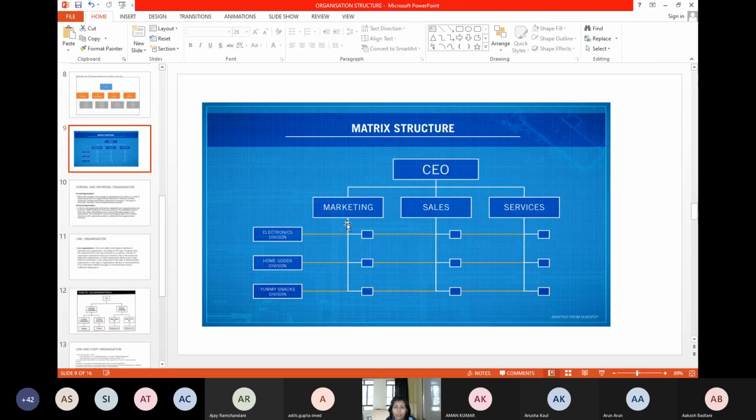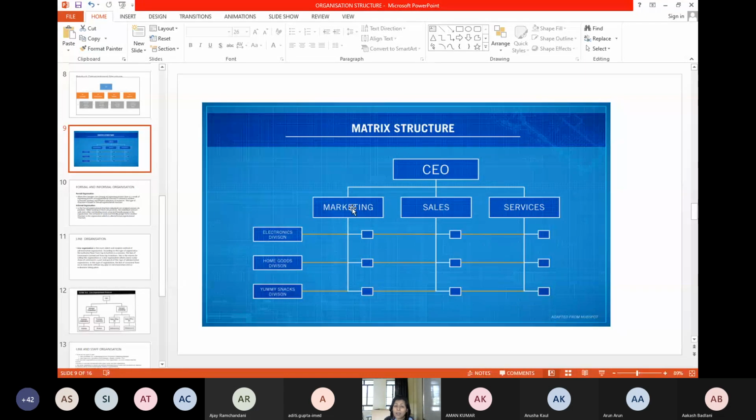If you see this matrix structure, these are the three different functions: marketing, sales, and services, as well as three different divisions. Now the electronics division also needs marketing people. They also need sales people and services people. The same goes for the home goods division, they also need marketing people. The snack division also needs marketing people.